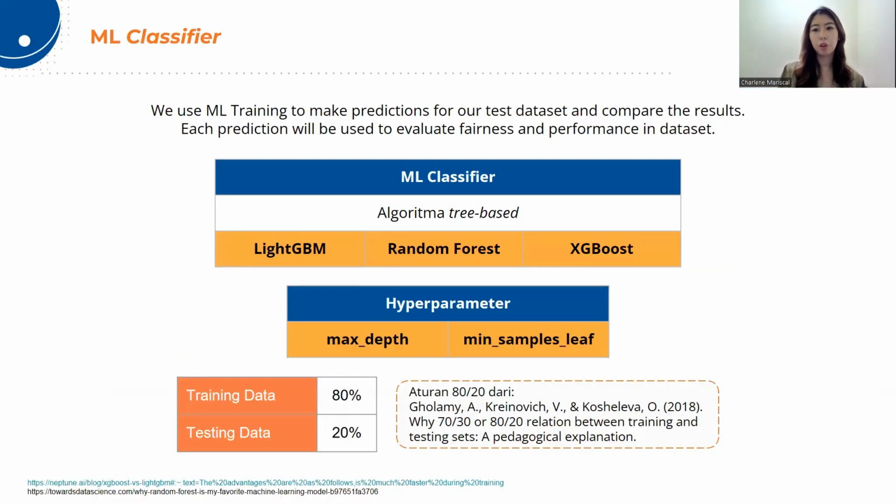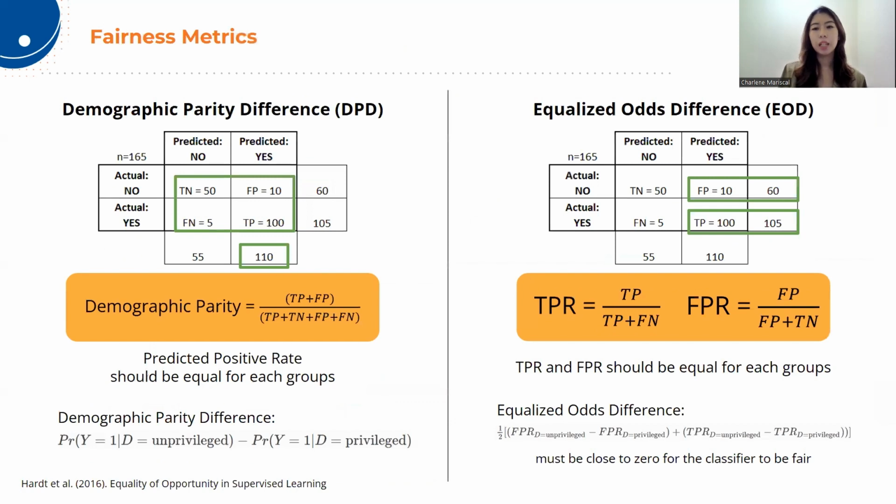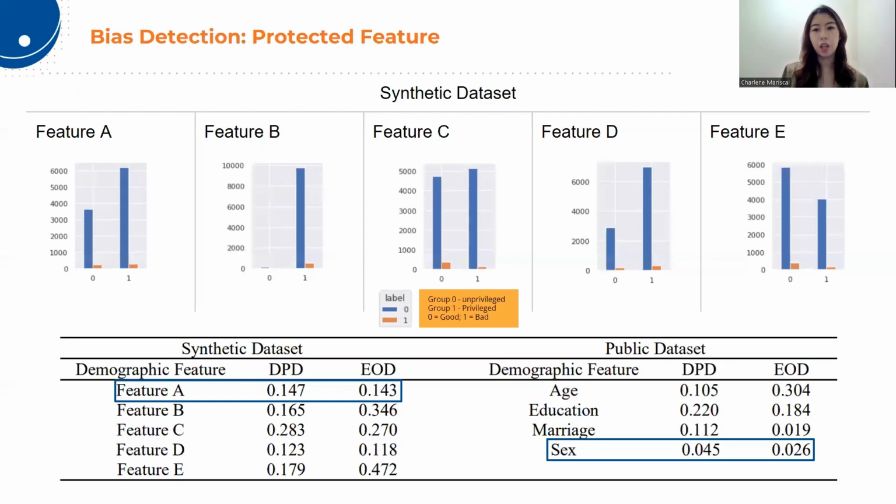We use three tree-based algorithms to do the experiment with hyperparameter tuning to maximize the performance. We split 80% of our data to be the training data and 20% for testing. To calculate the model's performance, we use the AUC value, which is expected to be close to 1. Demographic parity difference and equalized odds difference are used to measure fairness, and a good result is shown with a value close to 0. The slide shows the DPD and EOD calculation results of our dataset.